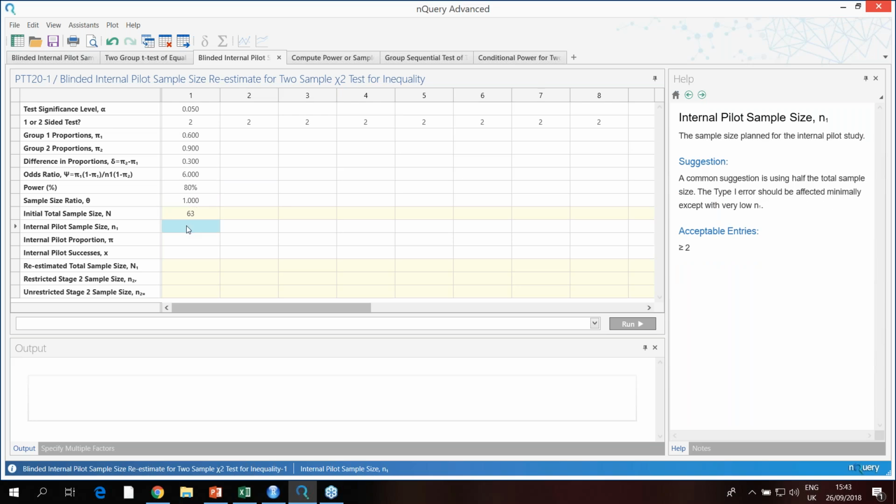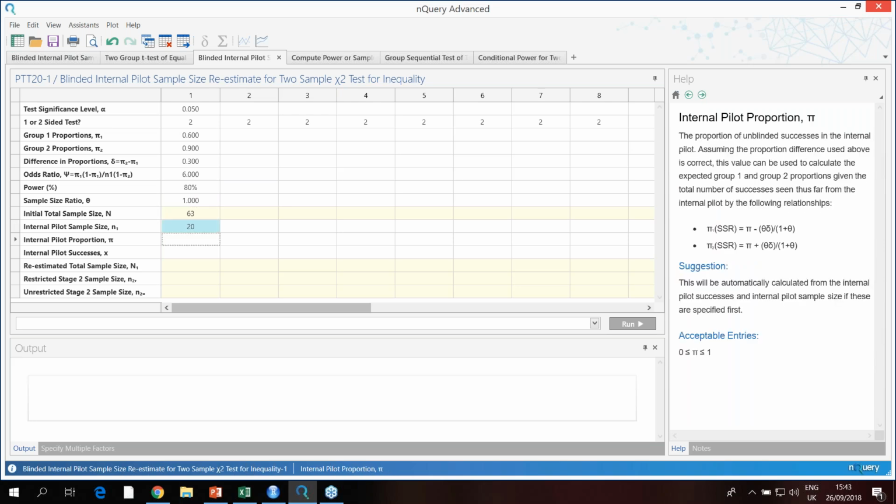So once again, we'll set the internal pilot sample size to 20. And in this case, we don't really need a side table because there's only one piece of information that we'd really need to get an estimate of the total success rate, and that's the number of successes that we had. And in this case, we were assuming that the success rates are 0.6 and 0.9.